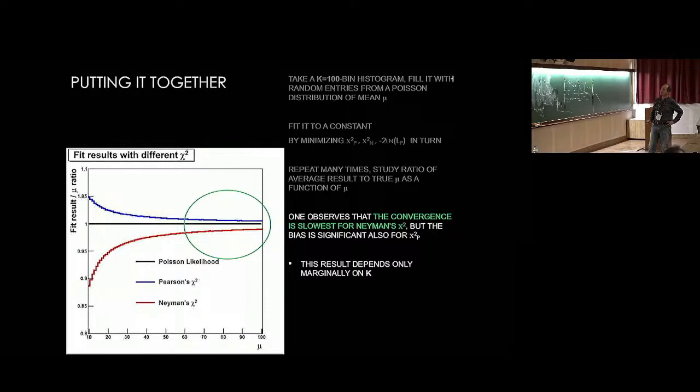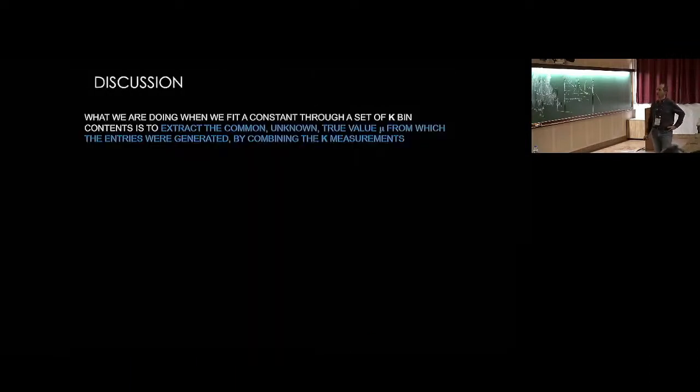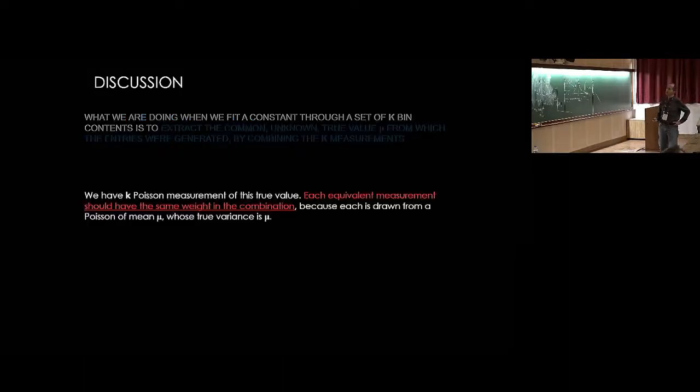And the other thing to note is that the bias is very bad with Neyman's chi-square, so don't use it if you can avoid it, right? But it's also there with the Pearson's chi-square. And the standard is actually Neyman's chi-square in ROOT, so be careful. So what we are doing when we fit a constant through a set of beams is to extract a common true value, which is unknown, okay? We fit for it.